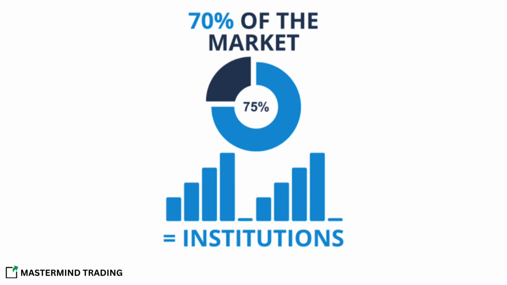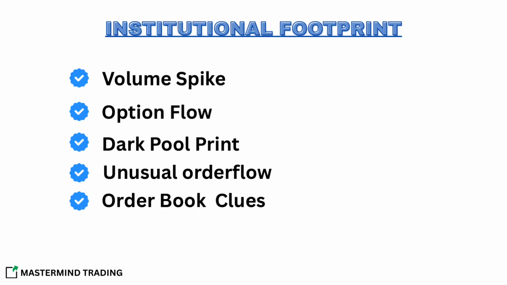It is in an attempt to catch these big institutional moves that retail traders have learned to read the market like institutional traders, to trade like institutional traders, to observe the market like institutional traders. Some signs of increased institutional activity in the market include a sudden increase in volume, option flows, dark pool prints, unusual order flows, order book clues, and a lot of other candlestick and price action methods for identifying institutional activity in the market.